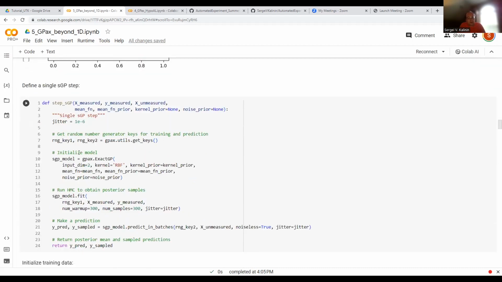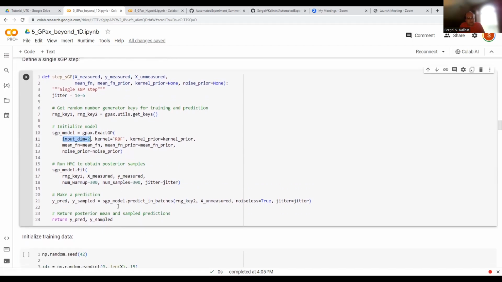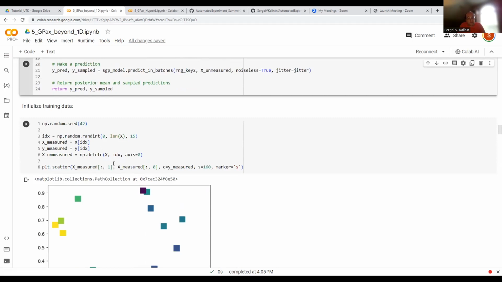As usual, we define the single Gaussian process step. Notice that in this case, the algorithm is exactly the same as in the first case. The only difference is that once we use the GPax ExactGP function, which defines the Gaussian process model, our input dimension is 2 rather than 1. That's it. Everything else, the choice of the kernel, kernel priors, mean functions, and so on, is absolutely the same. Then we do the fit, and then we can have fun.